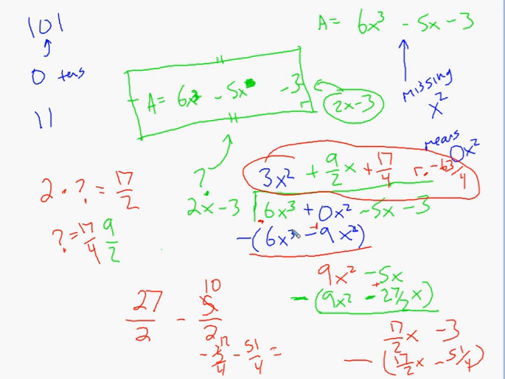This is why nobody likes your class. Did you copy it wrong? Yes, I did copy it wrong, which is why it came out really weird. It was supposed to be 3x minus 3. Alright.